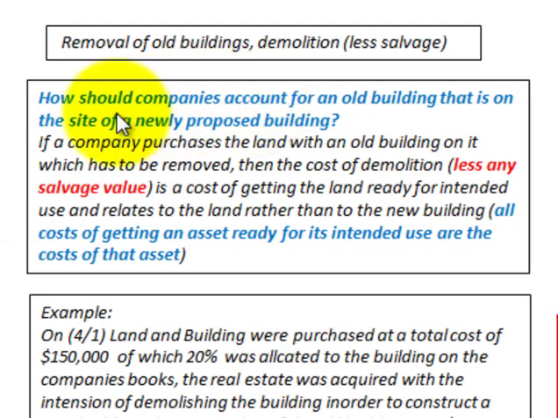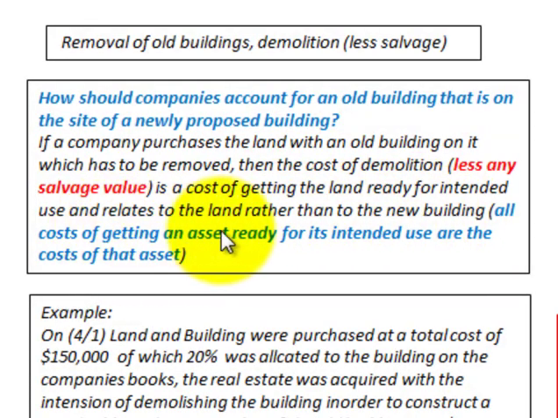Okay, now to our problem here. How should companies account for an old building that's on the site of a newly proposed building, and the old building here has to be removed? So if a company purchases land with an old building on it, which has to be removed, then the cost of demolition less any salvage value here is the cost of getting the land ready for its intended use, and relates to the land here rather than to any new building here.